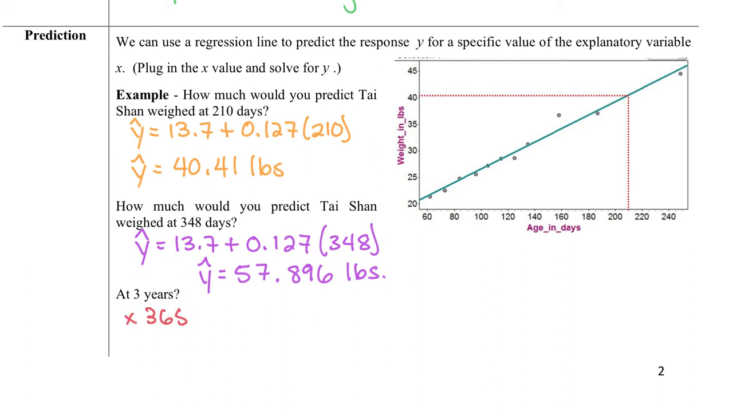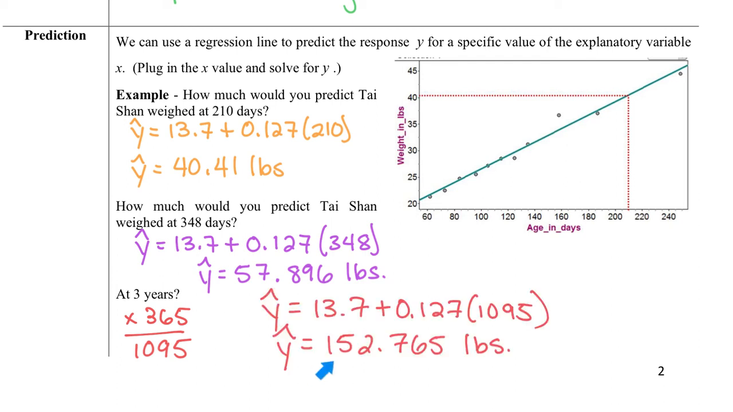So whenever it asks you to convert years to days, you can always just use 365. That's a unit you're expected to know. You don't have to worry about leap years. That ends up being 1,095 days. So that ends up being a whopping 152.765 pounds after 3 years.